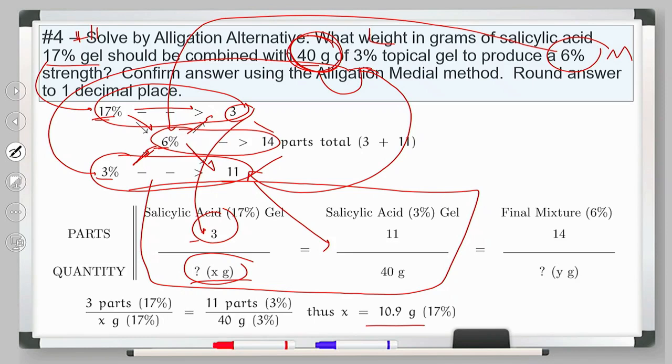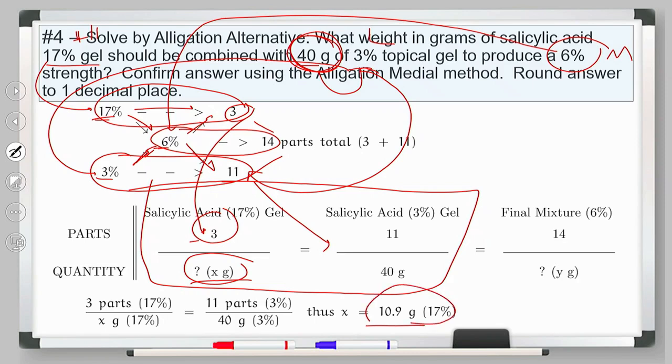Okay? So do you see where there's not a lot of math involved, but this is a very visual thing. You do need to be able to set it up correctly, cross-subtract, put the right parts with the right quantity, and solve for what you want. But it is a visual way of doing it without having to do all the C's and the Q's, and less algebra, if you will. So the final answer here would have been the 10.9.